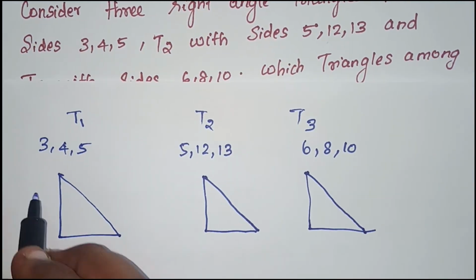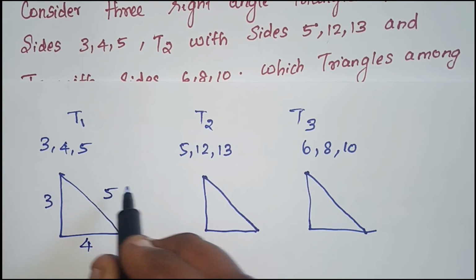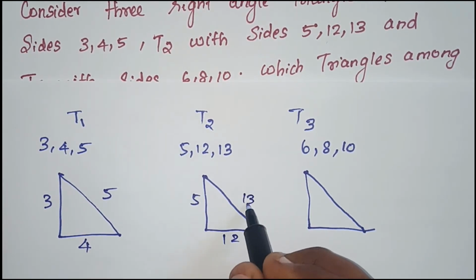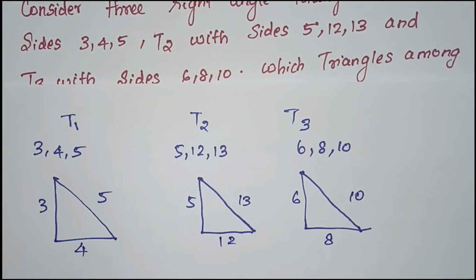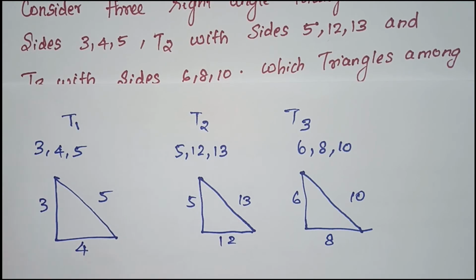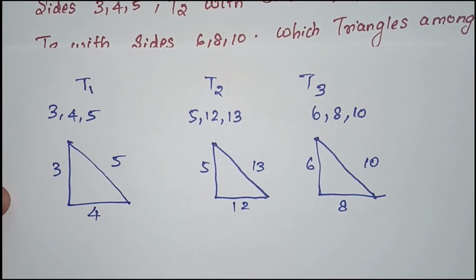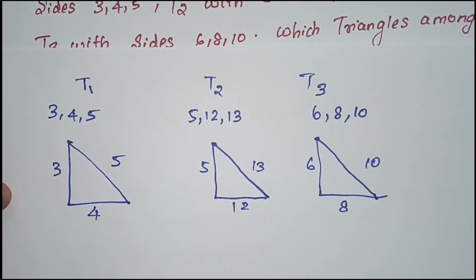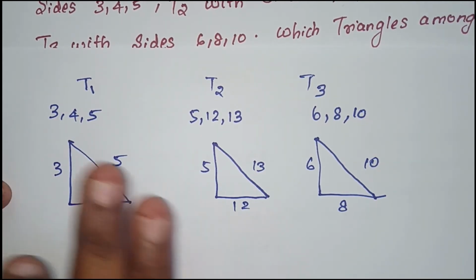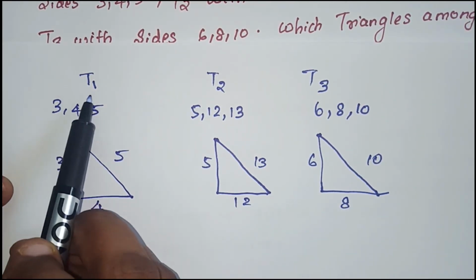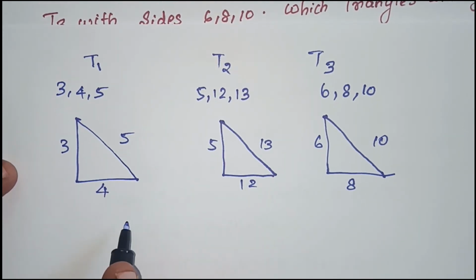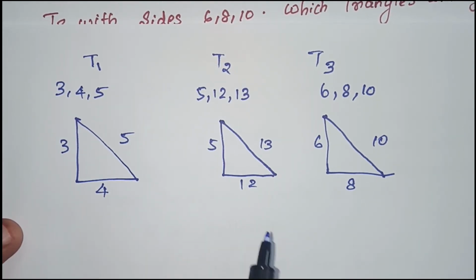Right angle triangle. Sides are 3, 4 and 5; 5, 12, 13; 6, 8 and 10. So in this question, the given is that any two triangles are similar. If two triangles are similar, their angles are equal and corresponding sides are proportional, right? Here angles are not given, only sides. So if we compare triangle T1 with T2, their sides need to be proportional. Proportional means the ratios will be equal.